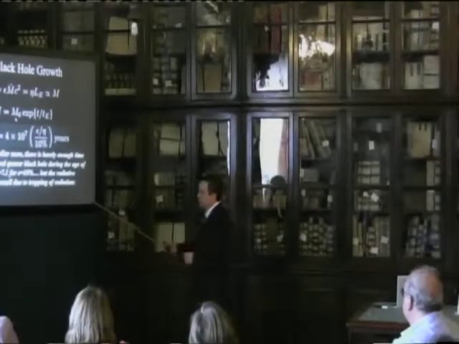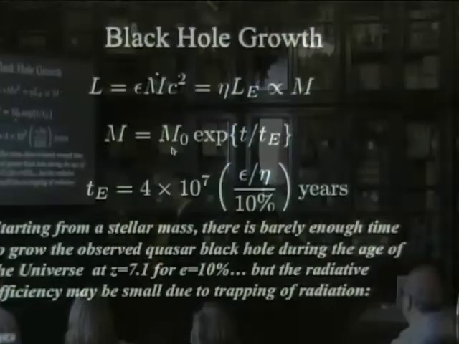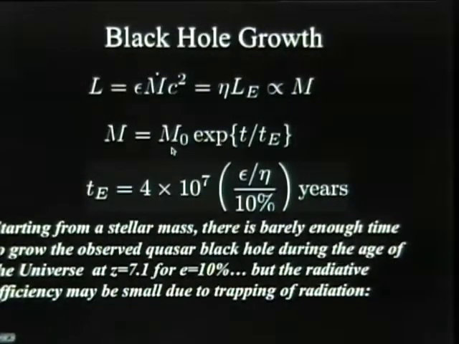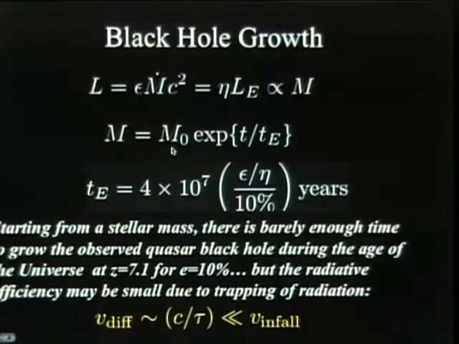And so one way out to resolve this constraint would be to say that there must be a phase in the growth of the black hole when the radiative efficiency is very small. And one possibility to get that is if a lot of gas falls onto the black hole such that the diffusion time of photons outward through that gas is actually very long. The diffusion velocity is given by the speed of light divided by the optical depth of the gas. And if that diffusion velocity outwards for the photons is much smaller than the infall velocity of the gas inwards towards the black hole, then the photons will be carried with the gas. They will not be able to escape. They will be trapped with the gas, and the radiative efficiency could be practically zero.